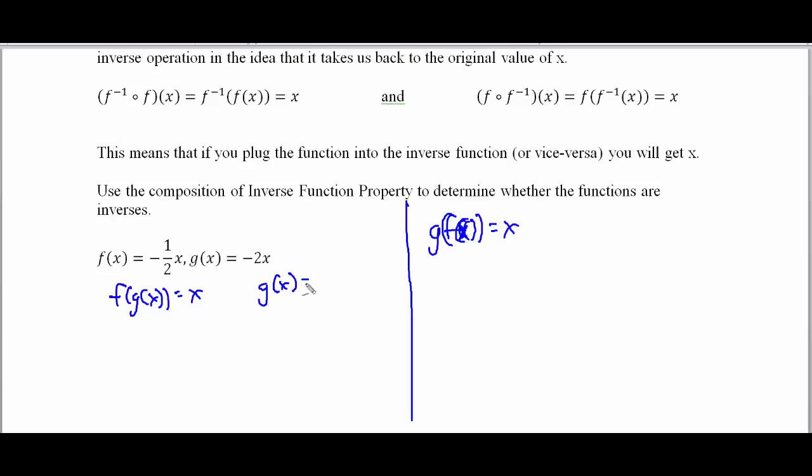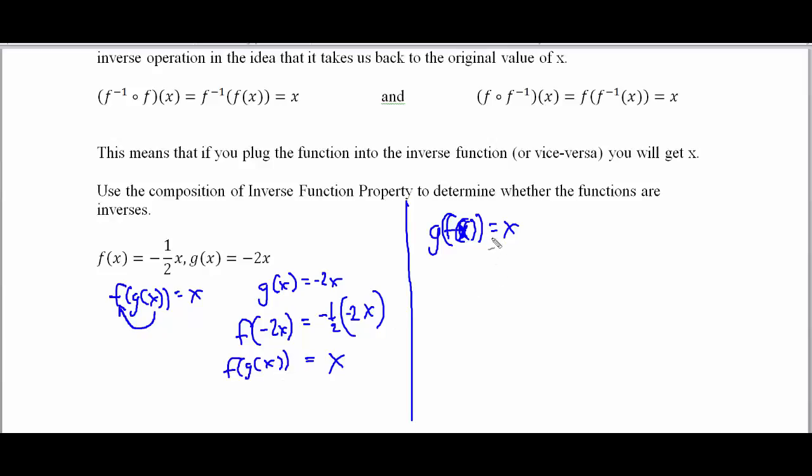So the first thing I'm going to do is take my g of x equation, so g of x is equal to negative 2x. I'm going to plug it into my f. So this f of x is not going to be f of x, it's going to be f of negative 2x, and that's going to give me negative 1/2, parentheses, negative 2x. So this negative 2x went in for that x, and if I simplify it, it should give me just an x, which it does, because negative 1/2 times negative 2 is positive 1, x. So this is f of g of x.